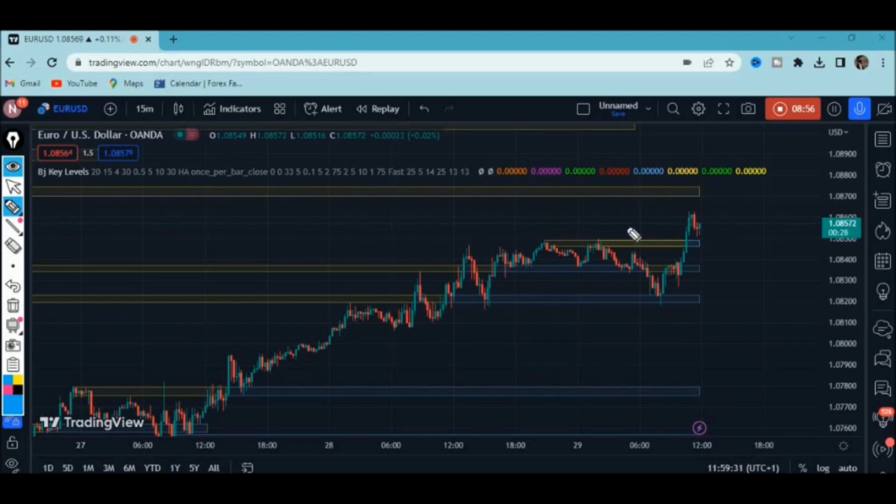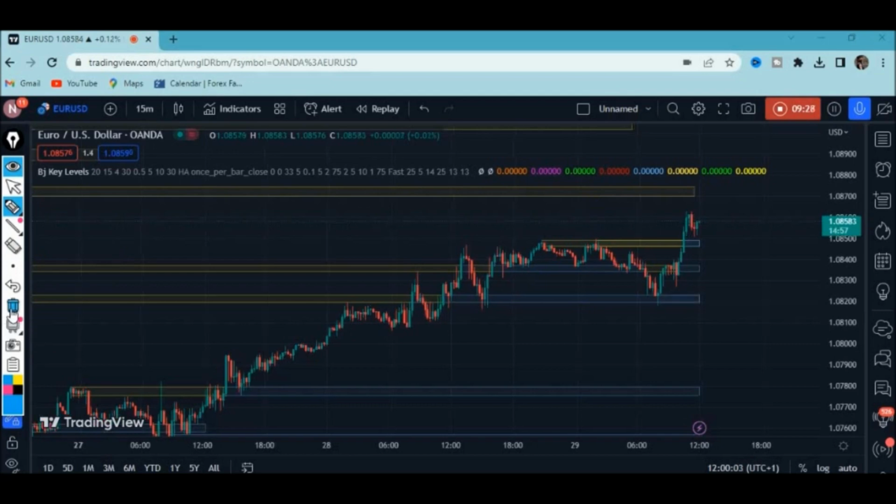So these levels over here become very sensitive levels, because if price reacts to this level and happens to break below, it will react to this. If it happens to break below, it will react to this. And as well, when the market rises and happens to break this level, it will react to this. When it happens to break this, it will react to this. And it works perfectly well using the BJ key levels to identify supply and demand zones.